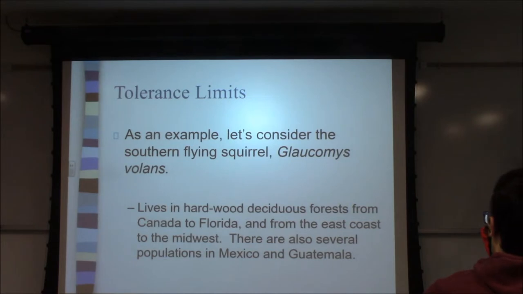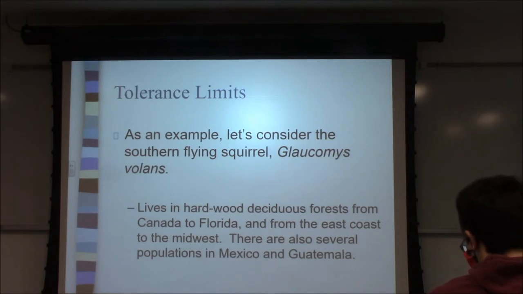If you look at where you find the southern flying squirrel, you find it basically throughout this whole region right here, all the way up to the Canadian border, all the way down into Florida, and all the way down in Honduras and Guatemala on mountaintops. You don't find it in the desert. The only place you find it is where you have hardwood deciduous forests.